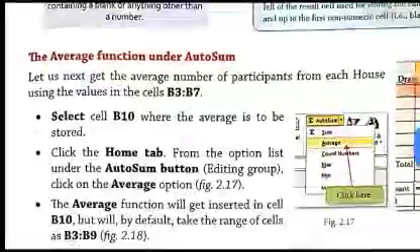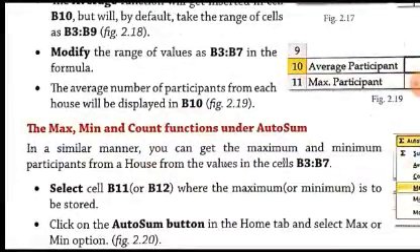Okay, now we come on to the max, min and count functions under Autosum. These are the other three functions under the Autosum feature. We have studied Autosum and we have studied average. As the name indicates, max is used for finding the maximum value in the cell range, min is used for finding the minimum value, and count is used for counting the number of values in the cell range.